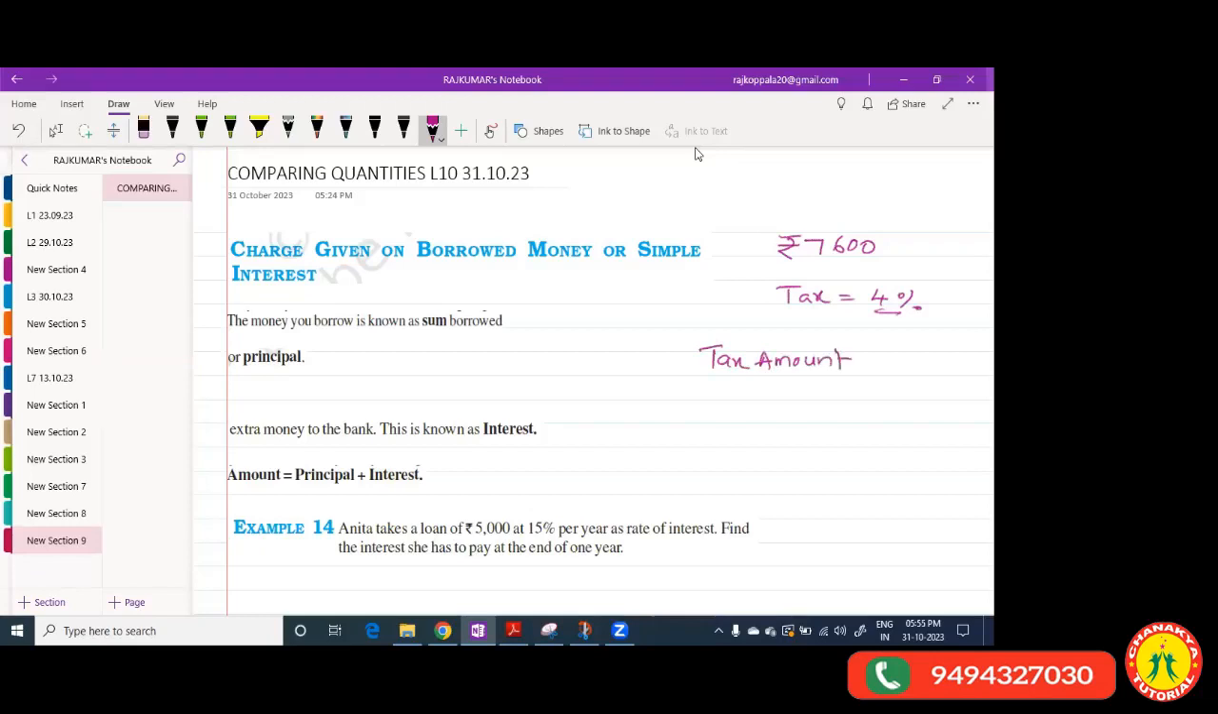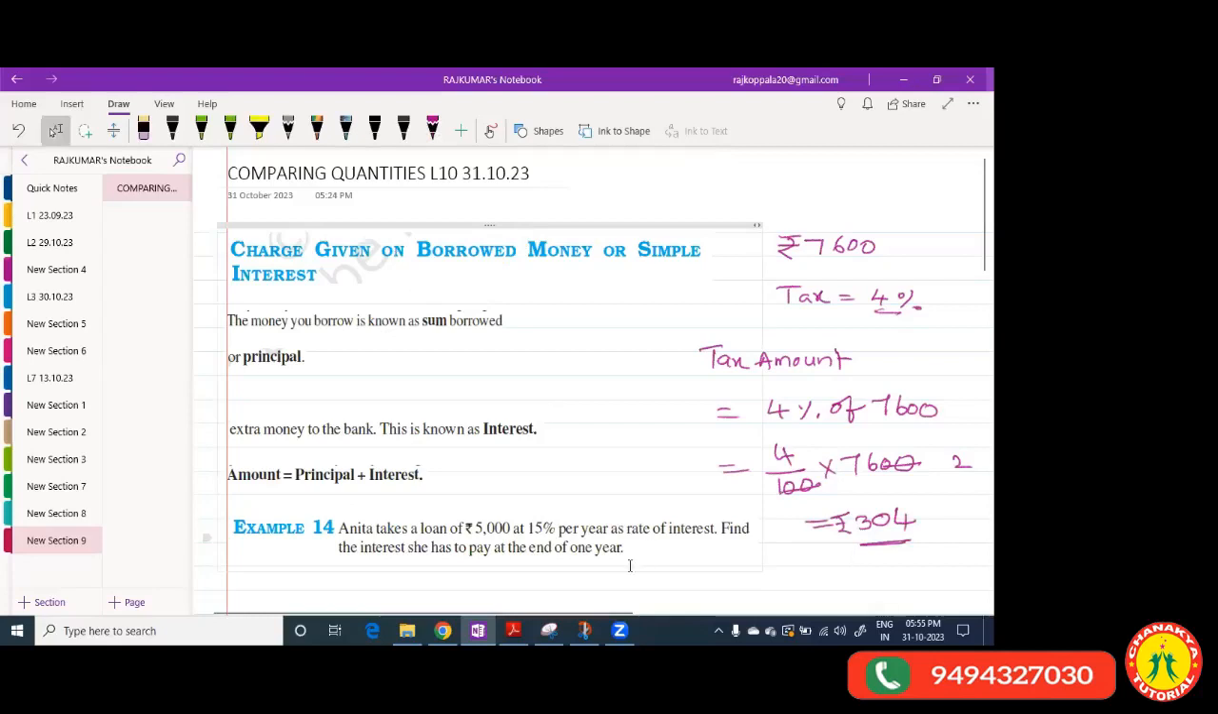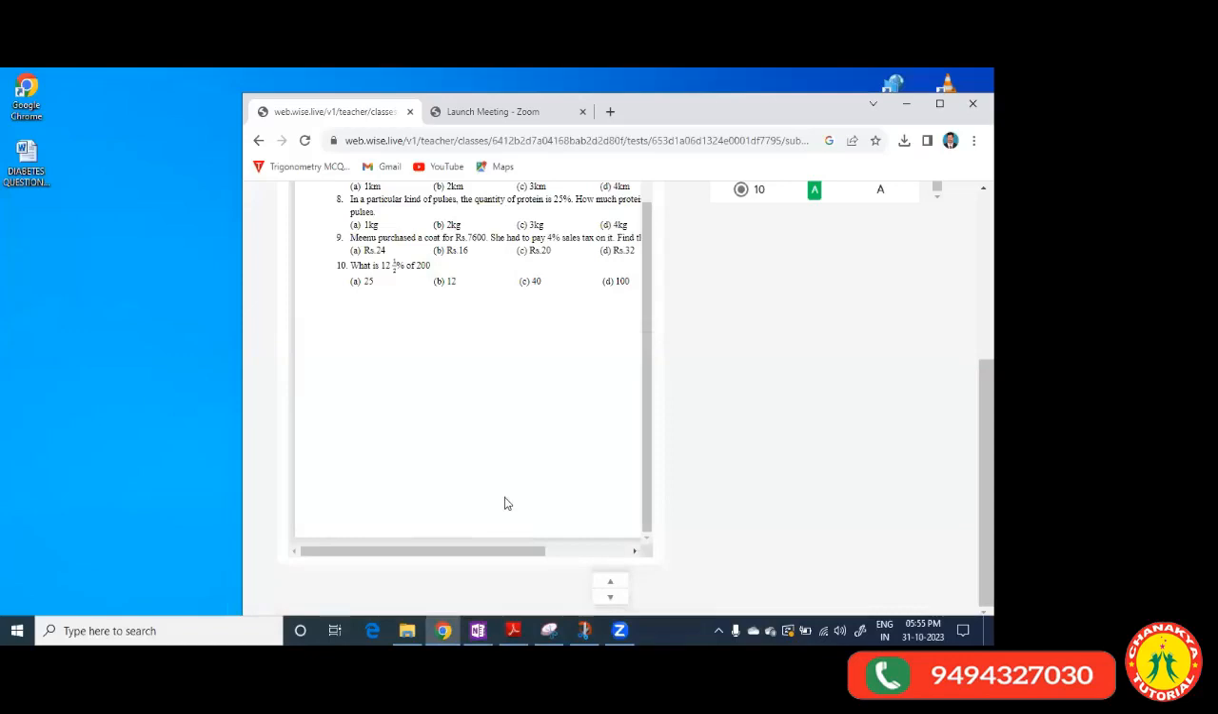We know that it is equal to 4% of 7,600. 4% means 4 by 100 into 7,600. 2 zeros, 2 zeros cut. 76 into 4: 4 6s are 24, 4 7s are 28, plus 2 is 30. So 304 rupees he had paid as sales tax.